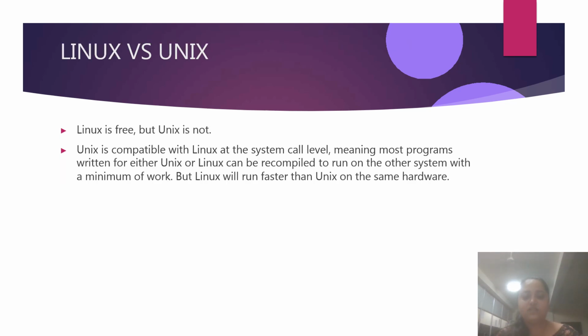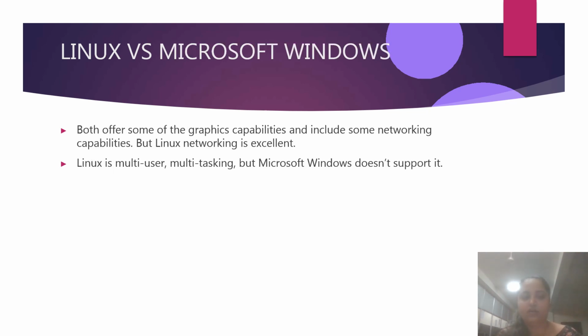Now, Linux versus Unix. Linux is free but Unix is not. Unix is compatible with Linux at the system call level, meaning most programs written for either Unix or Linux can be recompiled to run on the other system. But Linux runs faster than Unix on the same hardware.